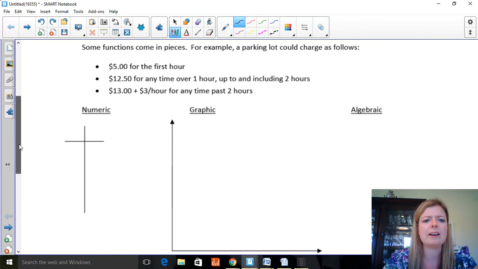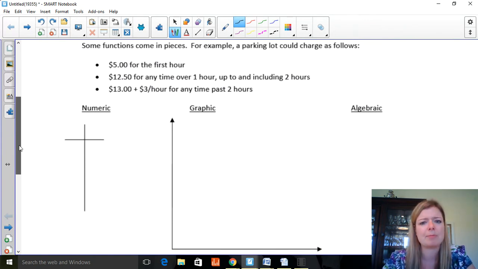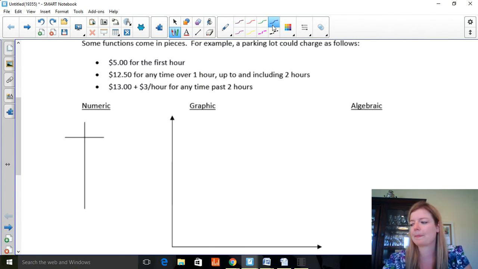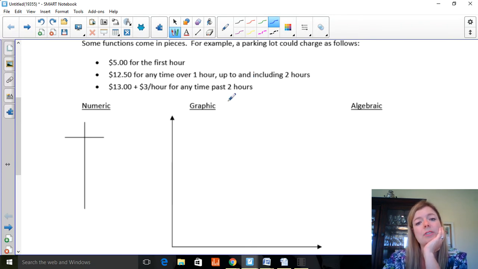So here is a real life example. So a parking lot could charge as follows. $5 for the first hour, $12.50 for any time after an hour, up to and including 2 hours, and then $13 plus $3 an hour for any time past 2 hours. Now, why they would charge this way, who knows? But just humor me. So let's say this is hours, and this is the cost.